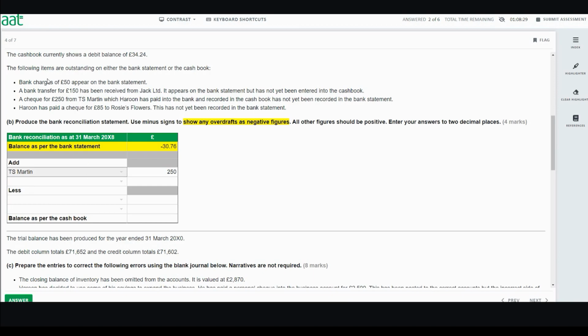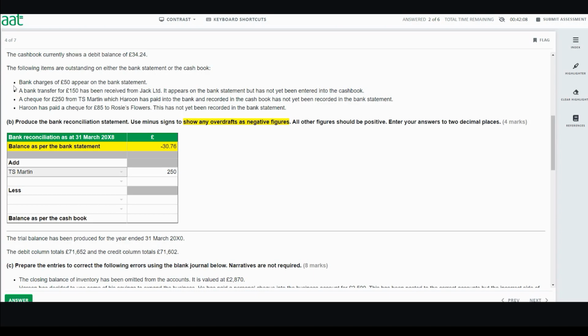We don't need to worry about these that have already been entered into the cash book. Okay, we need to worry about the ones that are in the cash book that have not gone through the bank statement. So, for instance, the bank charges are on the bank statement, so we don't have to worry because we're doing a bank reconciliation. Okay, so then it says we've got.